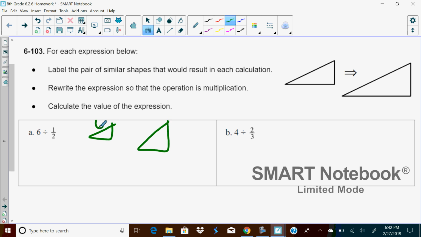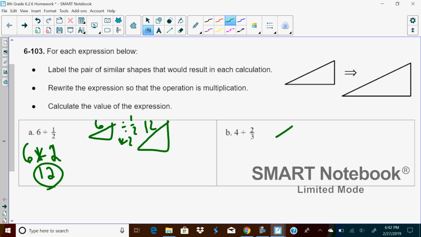So we made this 6. We're dividing by 1/2 to get to this, which is really the same as multiplying by 2. So when we change this, it becomes 6 times 2, which is 12. The opposite side of the triangle would be 12.